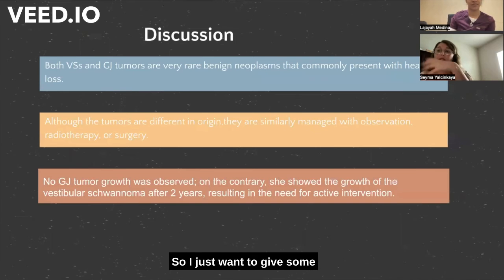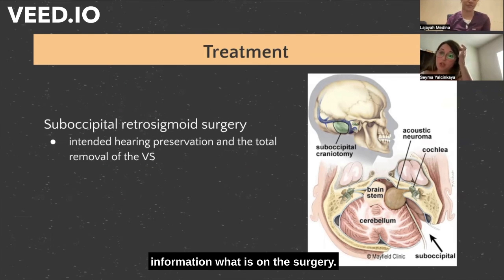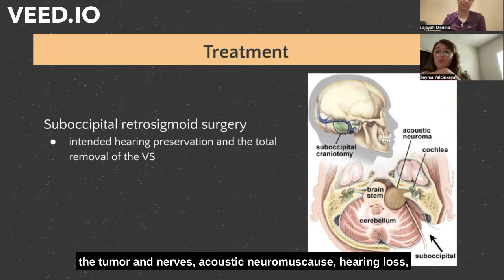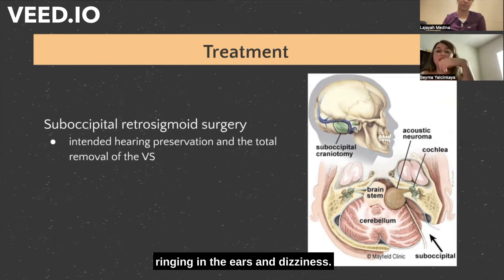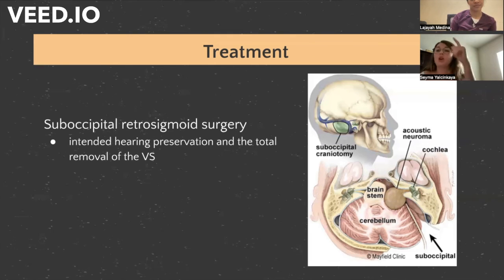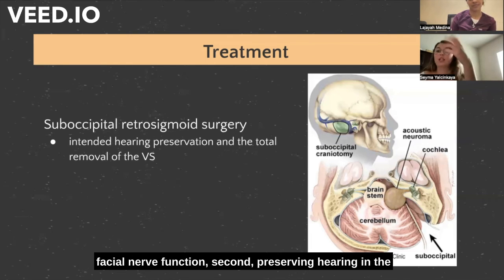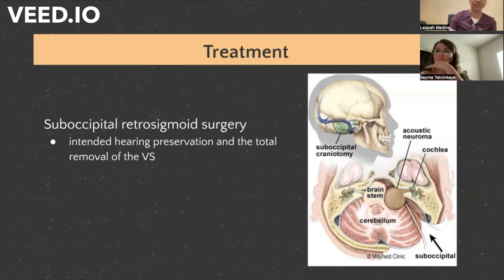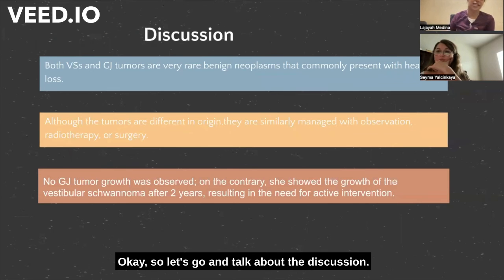So I just want to give some information about what the surgery is. During this surgery, a section of the skull is removed behind the ear to access the tumor and nerves. Acoustic neuromas cause hearing loss, ringing in the ears, and dizziness. The goals of this surgery are: first, maintaining facial nerve function; second, preserving hearing in the affected ear; and third, removing the tumor. Just to have some background about the surgery. Okay, so let's talk about the discussion.